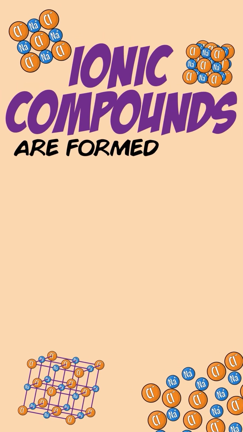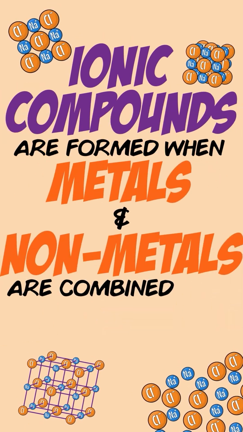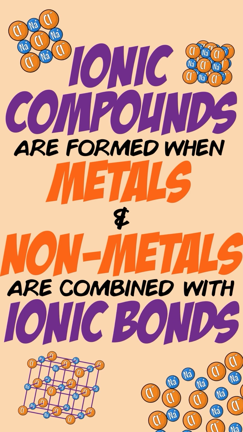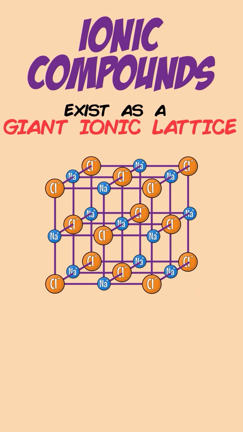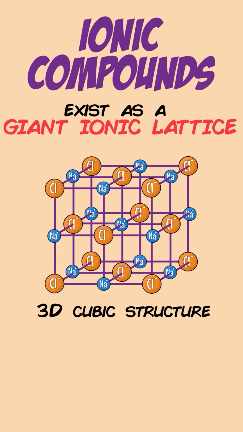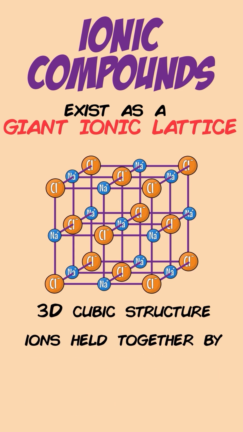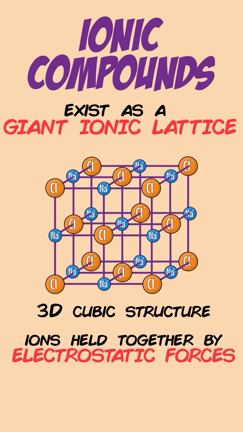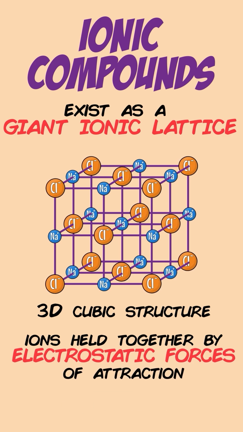Ionic compounds are formed when metals and non-metals combine with ionic bonds. They exist in a giant ionic lattice structure, which is basically a 3D cubic structure where the positive and negative ions are held together by strong electrostatic forces of attraction between them.